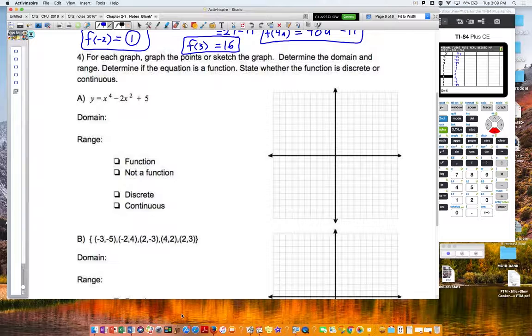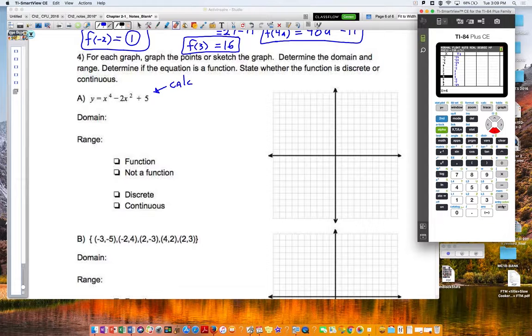So the first thing I'm going to do is take this equation and put it in my calculator. So I'm going to type that in. So y equals, I'm going to clear out the previous one. Ooh, look at that. x raised to the 4th power, minus 2x plus 5.